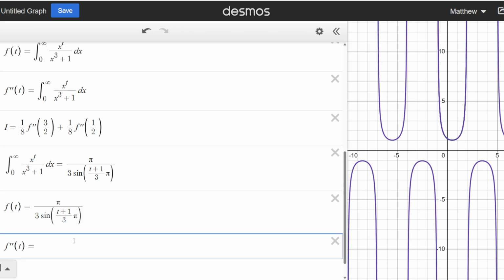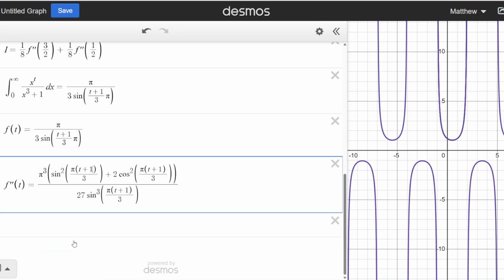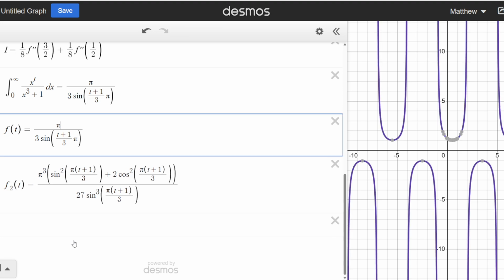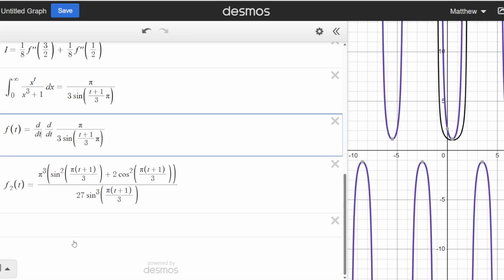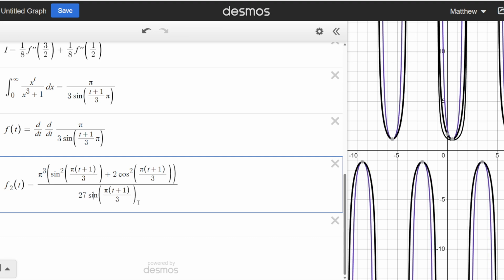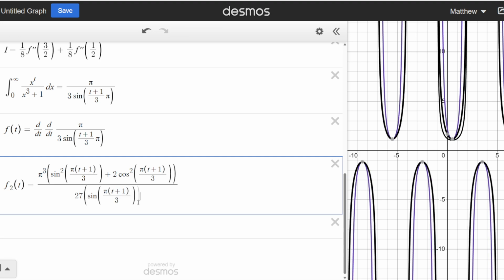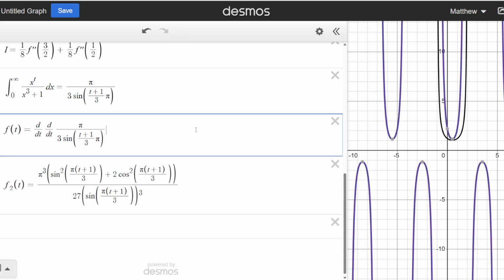So f double prime of t is equal to this. And just to make sure that it got it correct, I'm going to call this f2 of t and then put two derivatives with respect to t in front of there. Okay, so it didn't like something here. Oh, it doesn't like this sine cubed. So we're actually going to have to put that cubed outside like this. Cubed. Okay, and then make sure this purple integral matches up with this one, and it does.